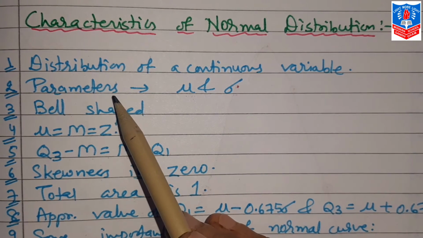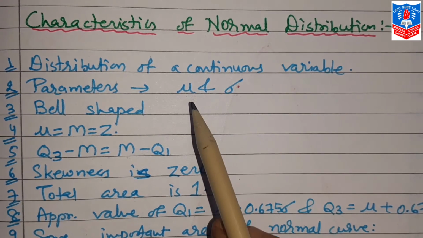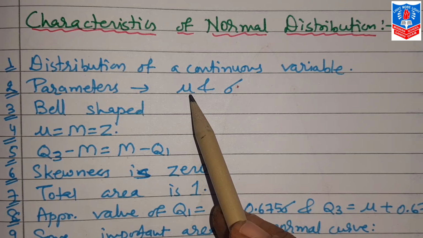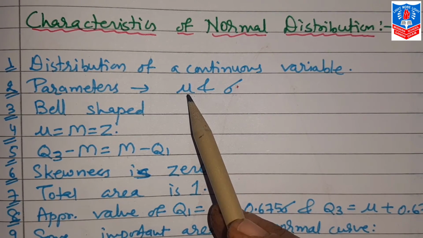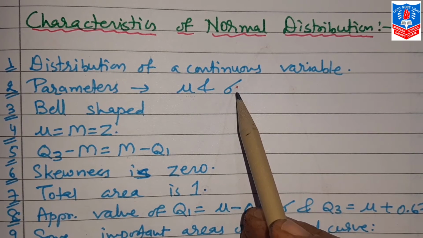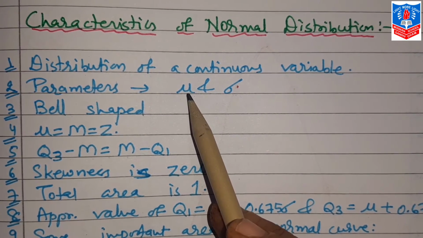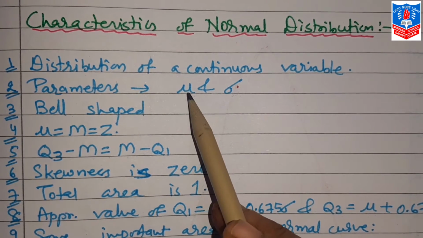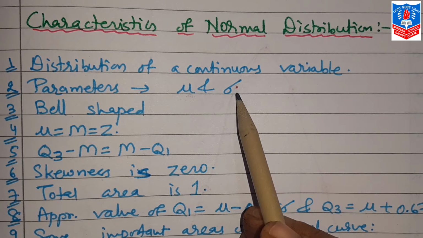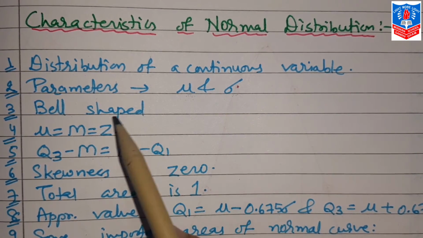Second, the parameters of normal distribution are 2. Number 1 is mu, and number 2 is rho. This is mean and this is standard deviation. In statistical or mathematical language, we show it this way. These are the signs. So remember, this is mu and this is standard deviation, which are the parameters of normal distribution.